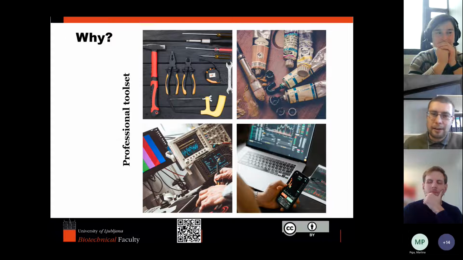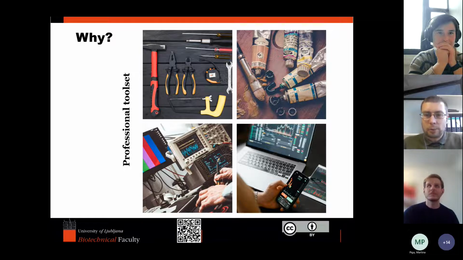So in the same way, like you see different kinds of professional tool sets presented here in the images, data management, handling data, and knowing how to properly do all these things. This is, of course, something that for us as researchers is a part of our daily life and something that we should be well familiar with.